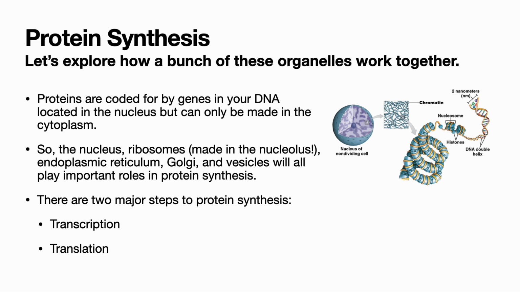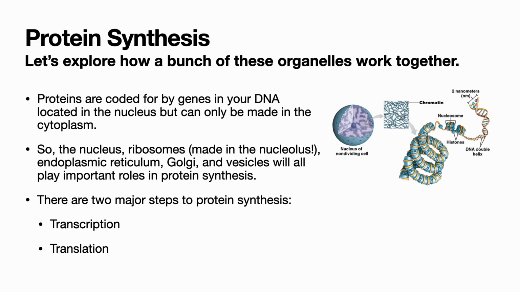So we're going to see that the nucleus, the ribosomes, which by the way, just a reminder, they're made in the nucleolus of the nucleus, the endoplasmic reticulum, the Golgi, and vesicles are all going to play an important role in protein synthesis. So that's a lot of organelles. And if I'm really honest, cytoskeleton is going to play a role there. Like lysosomes play a role because they break down proteins when they get old. So really all of them do in some way. But those are like the big ones when it comes to making proteins.